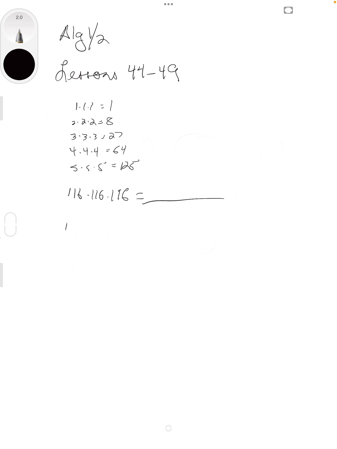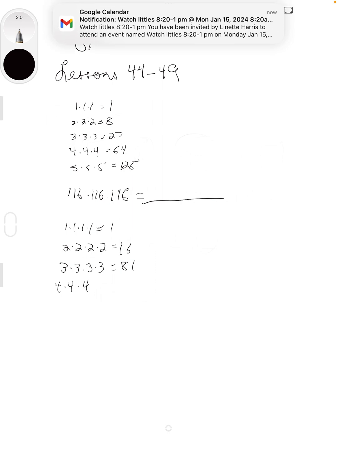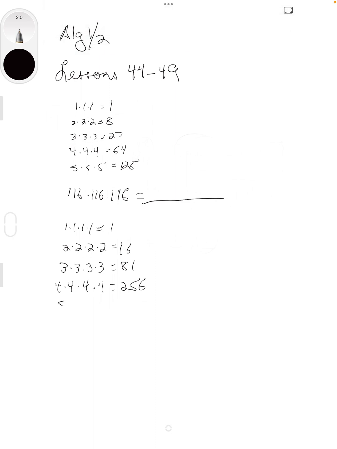Same thing with the fourth roots. 1 times 1 times 1 times 1 is 1. 2 times 2 times 2 times 2 is 16. 3 times 3 times 3 times 3 is 81. 4 times 4 times 4 times 4 is 256. And 5 times 5 times 5 times 5 is 625. That's the most anybody ever memorizes.